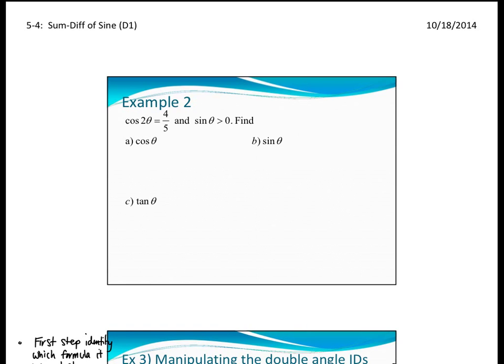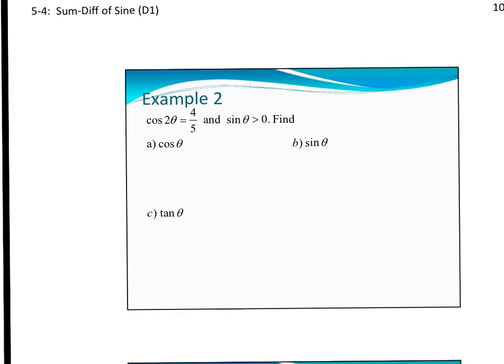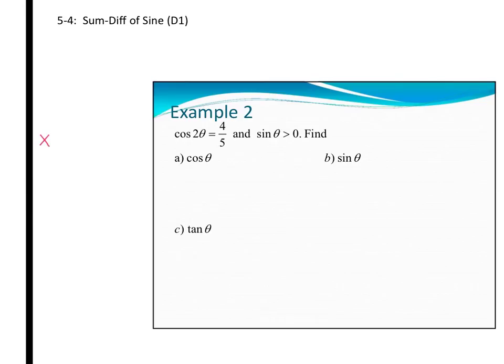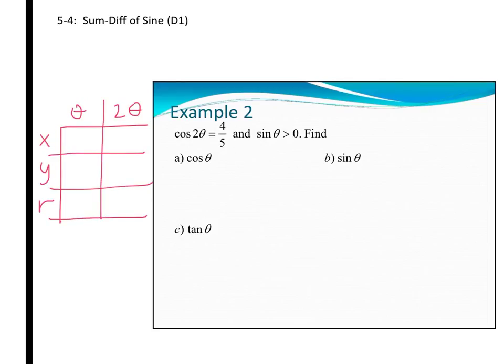All right, in example 2, we're going to utilize that same idea of doing a double XYR chart, this time again using theta and 2 theta. So we will have XYR, theta, 2 theta, and we'll fill in what we know and what we find as we find it. All right, so we know that for angle 2 theta, cosine is 4/5, which means I have 4 for x and 5 for r. We also know that for regular theta, sine is positive, so I can put a plus sign right here.